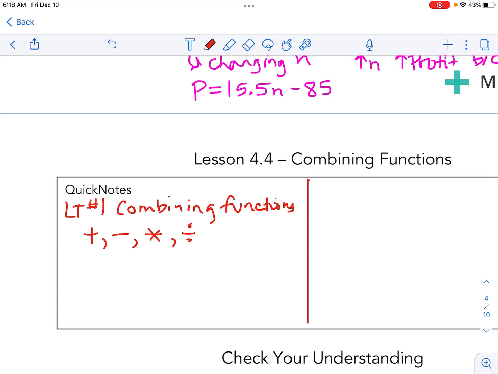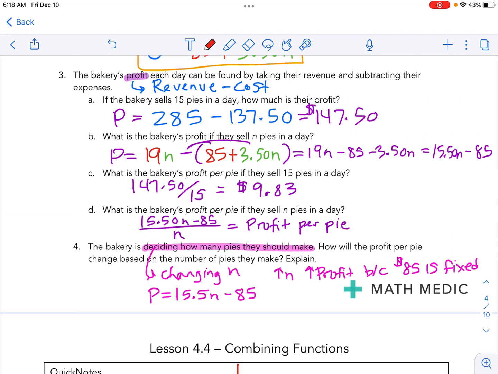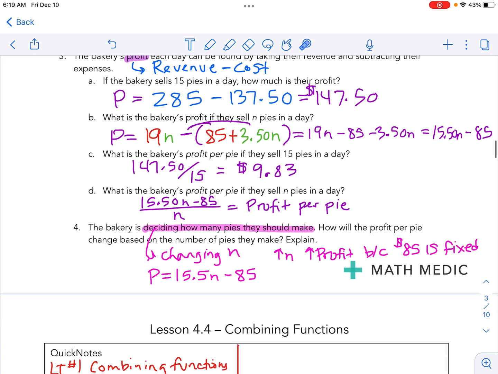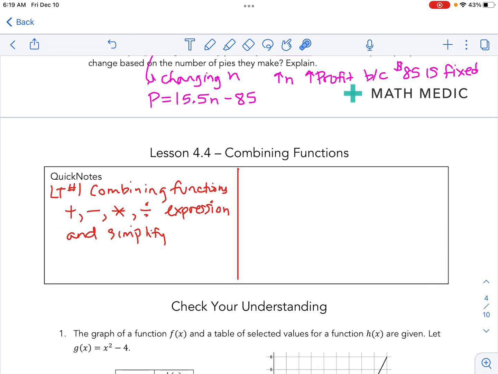We can add, subtract, multiply, or divide functions. In general terms, we can add, subtract, multiply, or divide expressions, or functions, I'll call them expressions, as we see fit. We subtracted 2 functions to get our profit. We can do those things, and then we simplified it. So in other words, coming back here to question 3, we took our revenue minus our costs, and we simplified it to come up with this expression that was easier to work with.